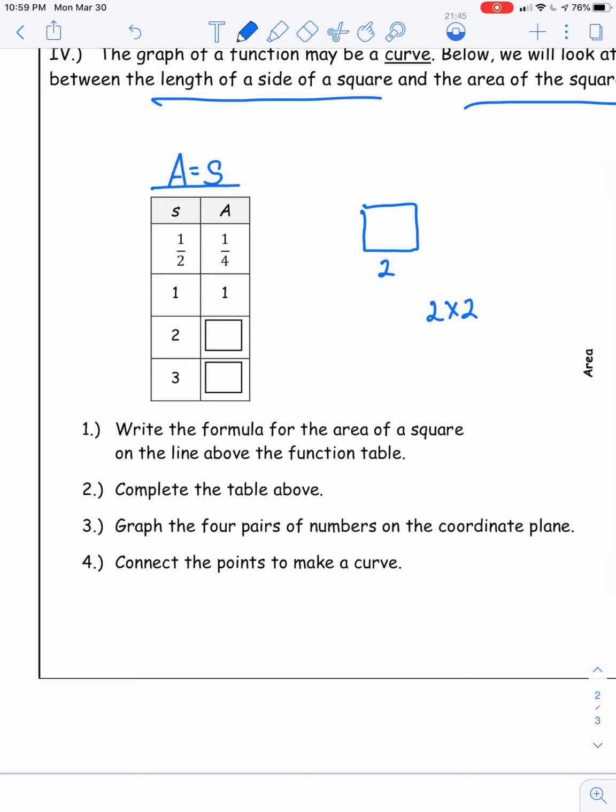Yes, you might go 2 times 2 because you know that each side is 2. But what is 2 times 2? It's not just 4, right? It is 4, but we can express it this way as well, 2 squared. So we could take the side and we could square it. So we're going to use that formula for this particular problem.